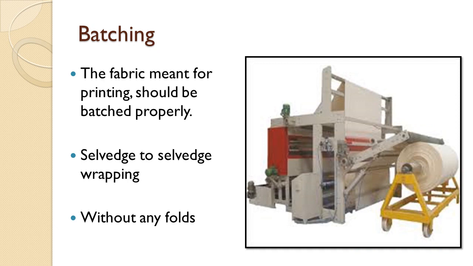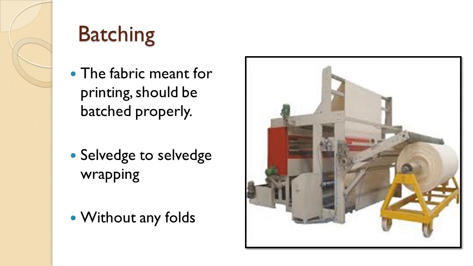Once dyeing is over, followed by proper washing and after treatments, the fabric is converted into a batch. Now batching is also an essential process because the fabric meant for printing should be batched properly. It is recommended that the batching should be done properly with the help of guide rollers and some sensors equipped on the machine. Selvage to selvage wrapping of the layers should be there. The wrapping should be in such a way that no folds are formed in the fabric, otherwise it will further give us more and more print faults.